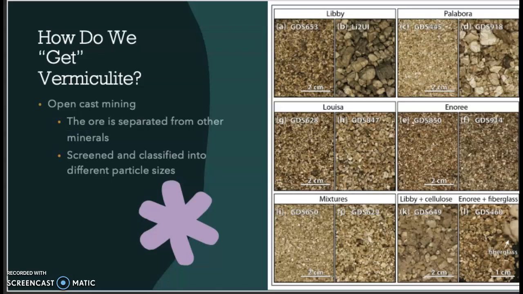And vermiculite is mined through open cast mining, in that the ore is separated from the other minerals, and then it's ground and then screened and classified into different particle sizes. As you can see in this diagram, it breaks up the different sizes, which are used for different things.